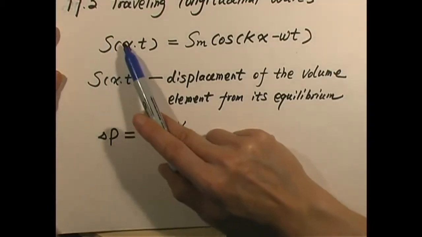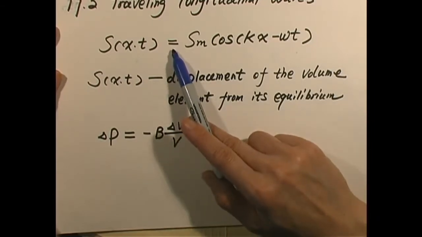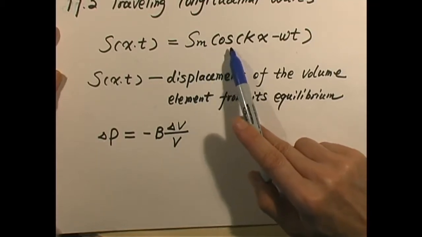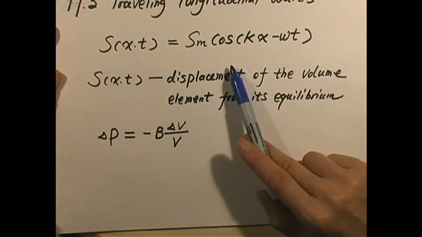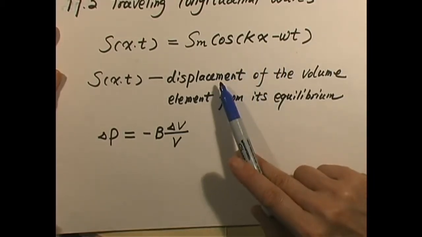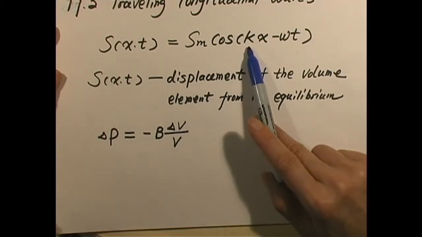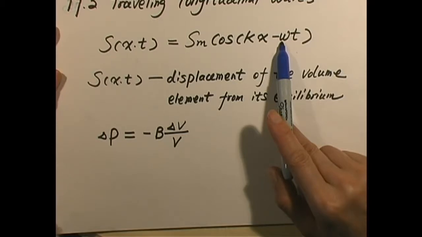So the displacement this volume element experienced can be described as S_m, that is a constant, times cosine of kx minus omega t. This still follows the same definition as any traveling wave. Minus omega t means that this traveling wave moves from left to right along the x-axis, and k is the wave number, that is 2 pi divided by wavelength lambda, and omega is the angular frequency, 2 pi f, or 2 pi divided by the period of this wave.